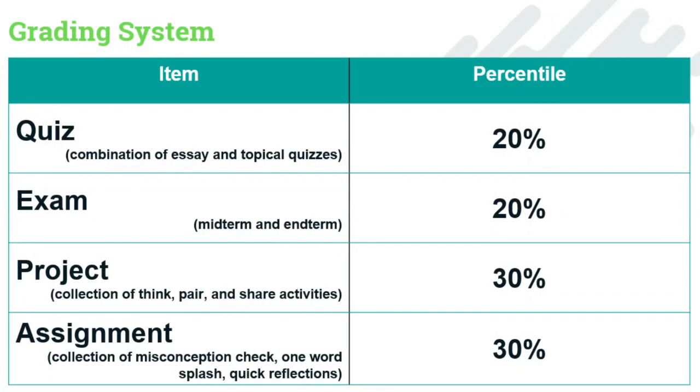Alright, for our grading system, we will be looking at these items, right? It's a bit different because of the pandemic. There are some changes. Quizzes, we have only 20%. Our quizzes will be a combination of essay and topical quizzes. Topical, meaning our topics. Then there's an essay. I prefer essays because you can't copy-paste, you will have to answer it using your own words. I have the idea that you understand better what you read and watch if the explanation comes from you.